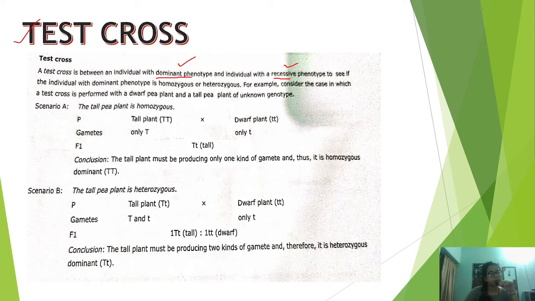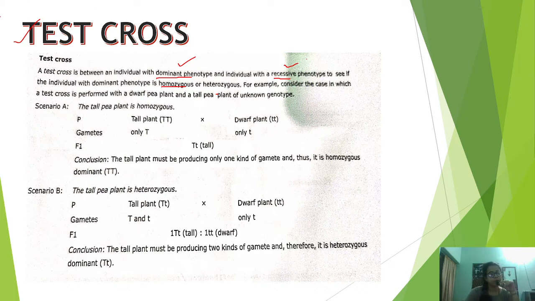Okay, so a test cross is between the individual with the dominant phenotype and the individual with the recessive phenotype, to see if the individual with the dominant phenotype is homozygous or heterozygous. That is to find out whether the progeny is heterozygous or homozygous. For that, this process is done.